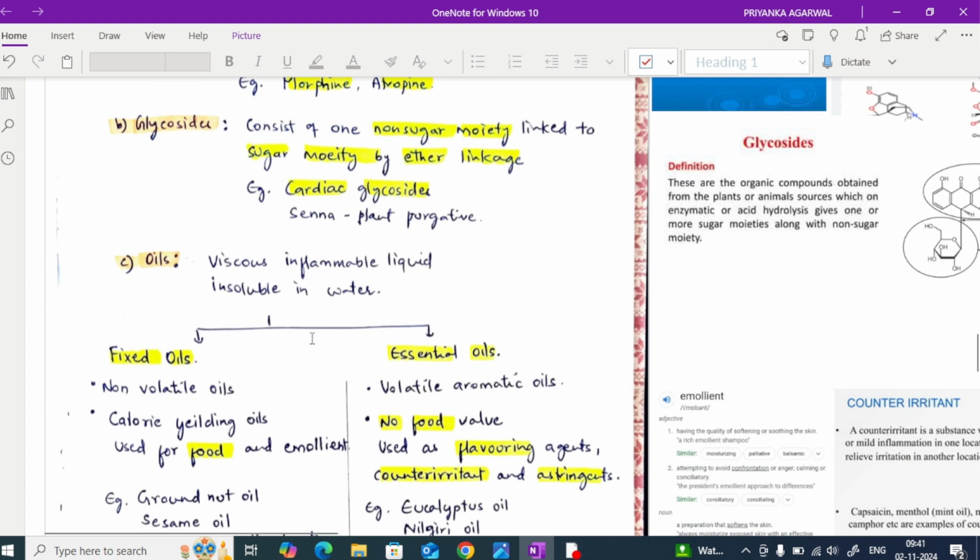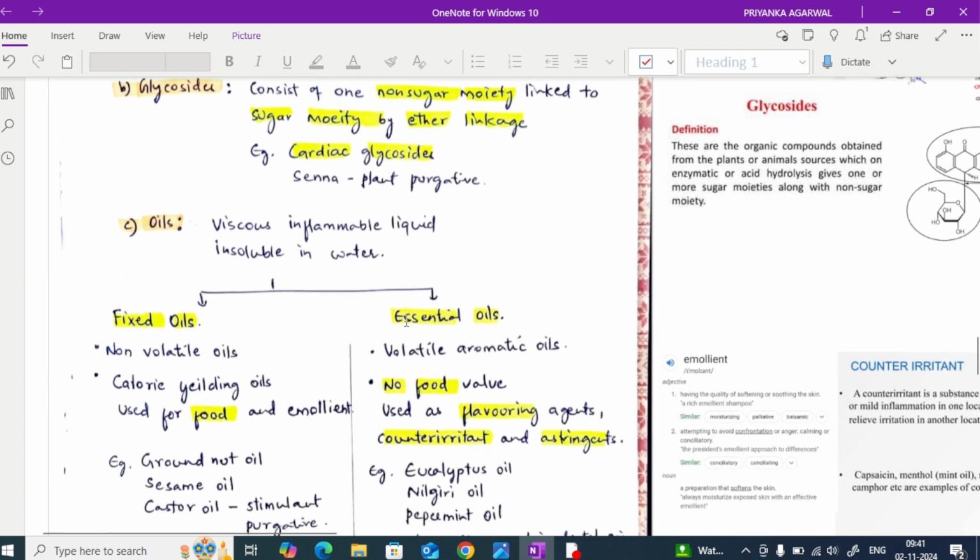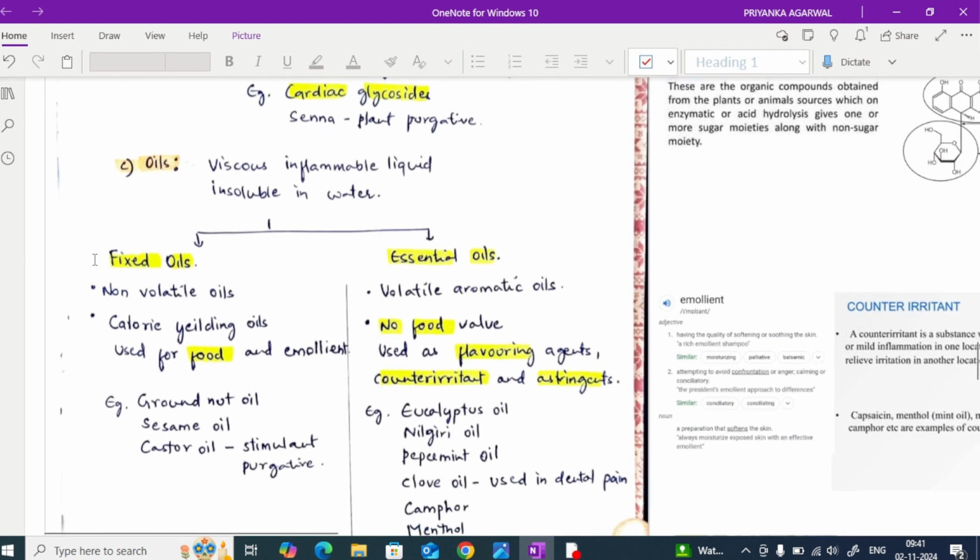Okay, so there are two categories here. We have fixed oils and we have essential oils. Fixed oils are what we use in cooking. Okay, so they are non-volatile, meaning they do not vaporize, and they are calorie yielding, and that's how they are used for food and as emollients. So what do you mean by emollient?